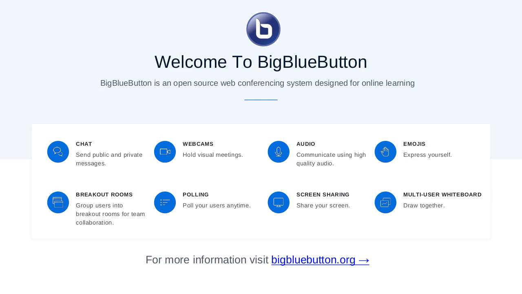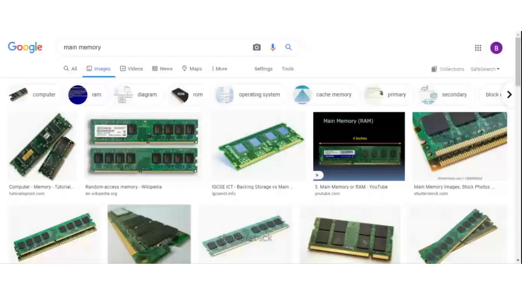Maybe I can show you a diagram of the main memory. It is taking some time to load, so we shall cover the diagram later, together with the CPU.